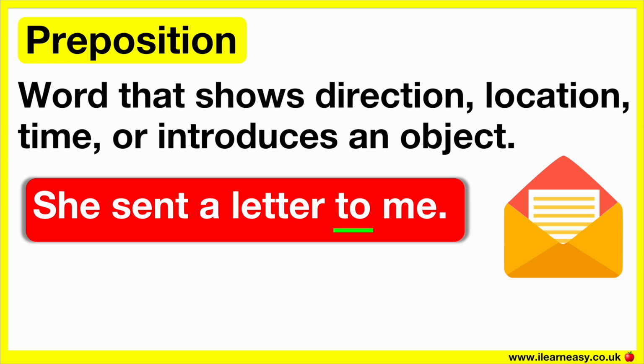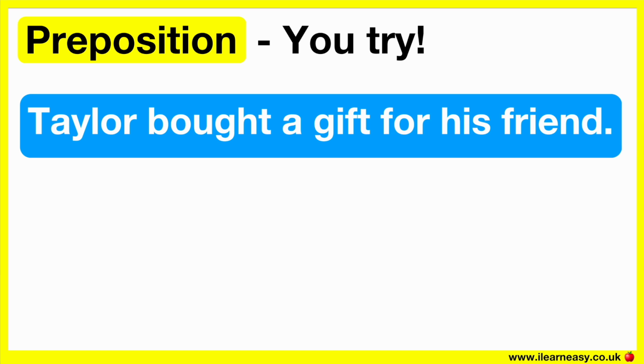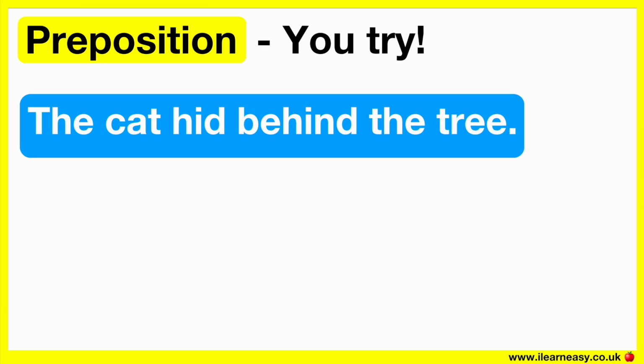Now you try. Read the sentence and identify the preposition. Taylor bought a gift for his friend. The preposition in this sentence is for. I ate the pasta with a fork. The preposition in this sentence is with. The cat hid behind the tree. The preposition in this sentence is behind.